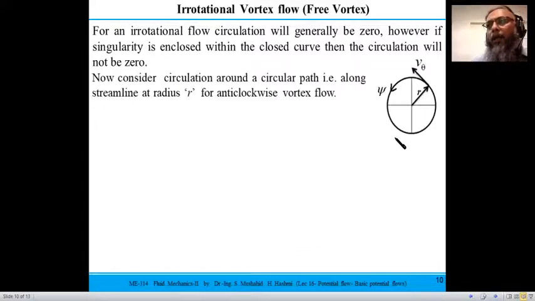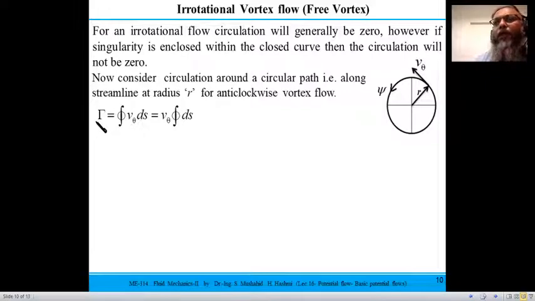So let's say when r is 0, you have a singular point, and my closed contour is like this circle. I'm trying to calculate the circulation in this closed contour, which is a circle. The magnitude of the velocity is the tangential velocity here, and the corresponding stream function is, let's say, psi. And we know we are calculating in an anti-clockwise direction. So circulation would be the line integral of the tangential component of the velocity over the closed path.